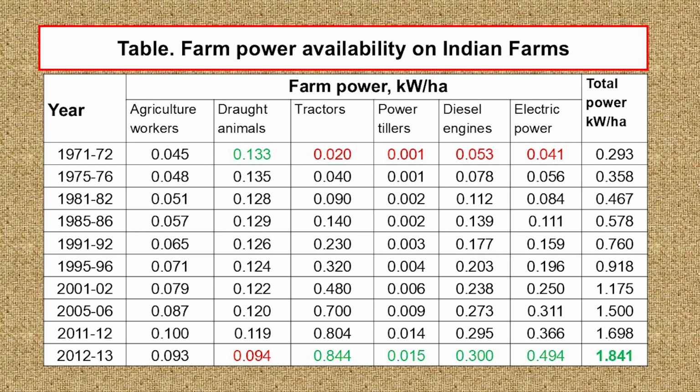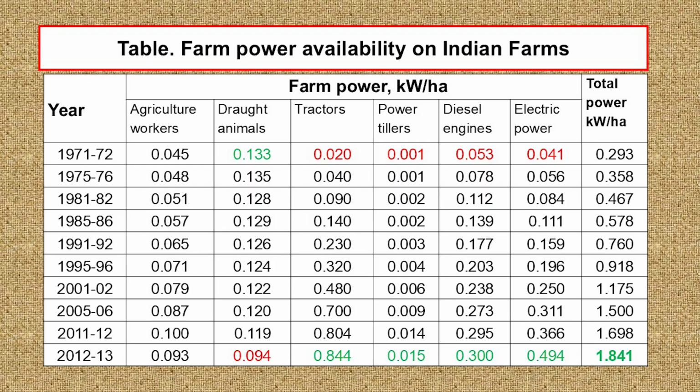Draught animals were the major source of farm power during 1971-72, contributing about 0.133 kilowatt per hectare out of 0.293 kilowatt per hectare. It means around one third of the farm power used to come from draught animals during 1971-72. By 2012-13, the draught animal power decreased to 0.094 kilowatt per hectare, and at the same time tractor power and electrical power took over the lead.